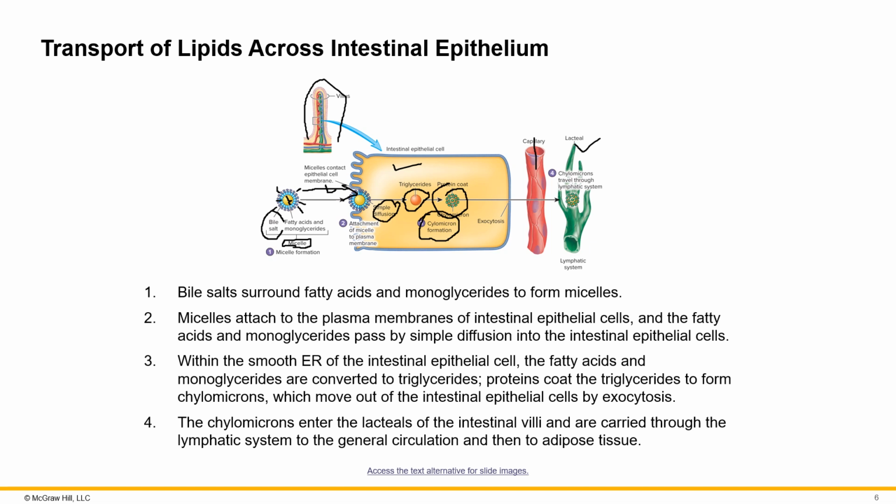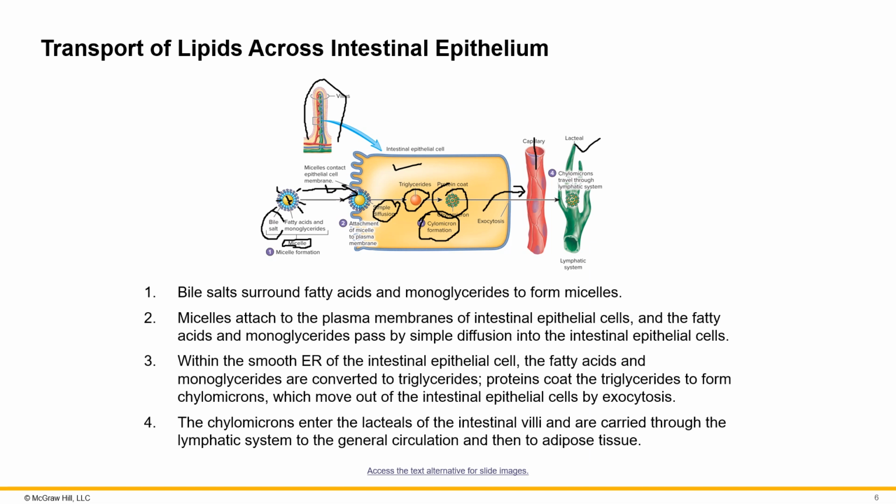The chylomicron is then exocytosed into, now remember, lipids are hydrophobic substances. So to exocytose lipids so they're not repelled, that is why you have these protein coats. So protein is kind of like the bilipid layer of the plasma membrane of the cell.